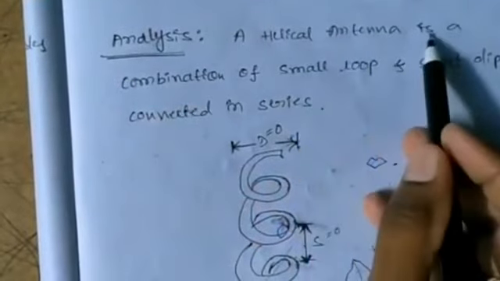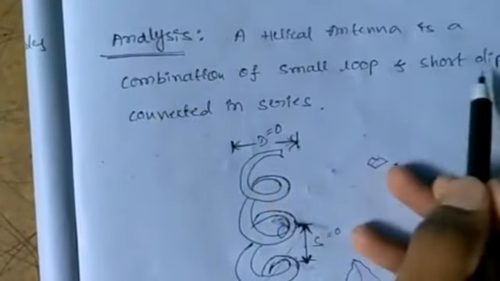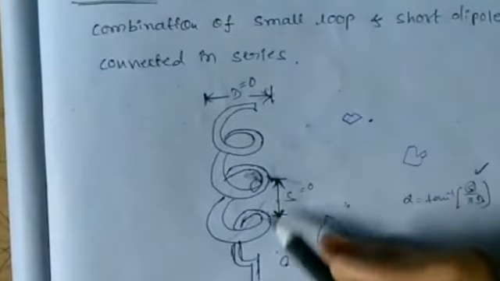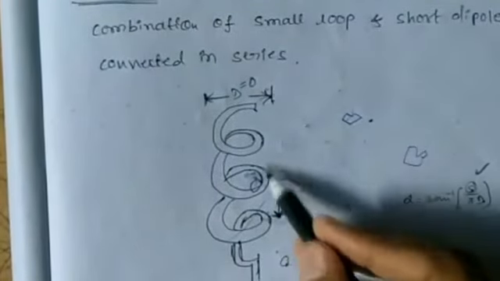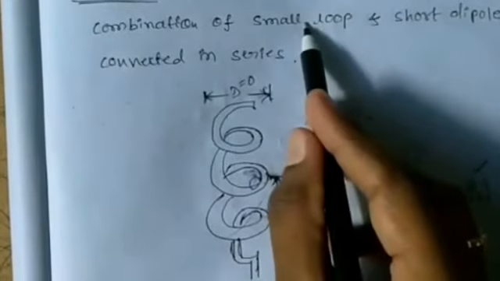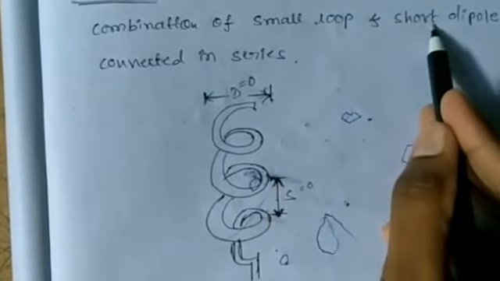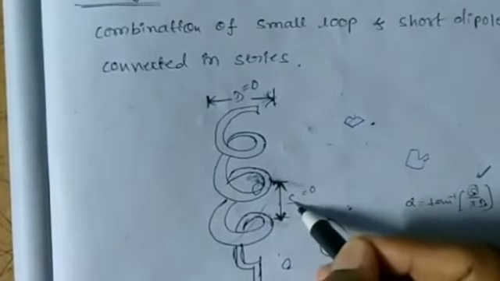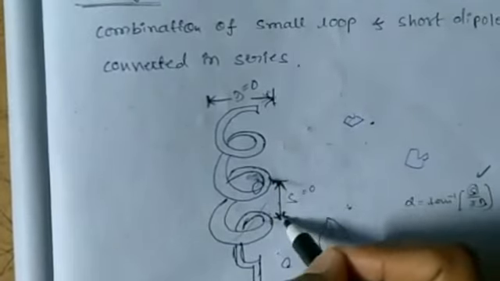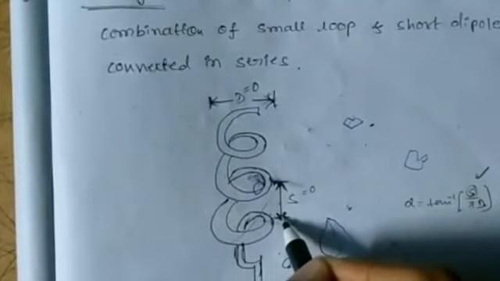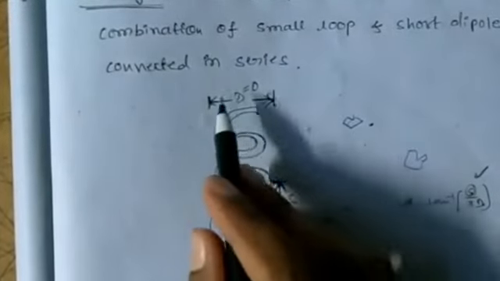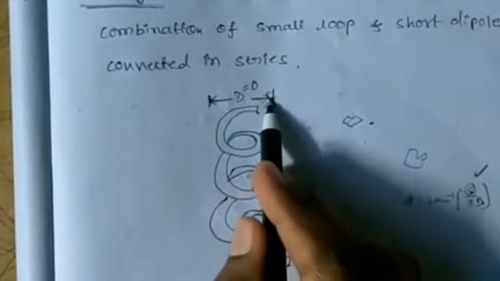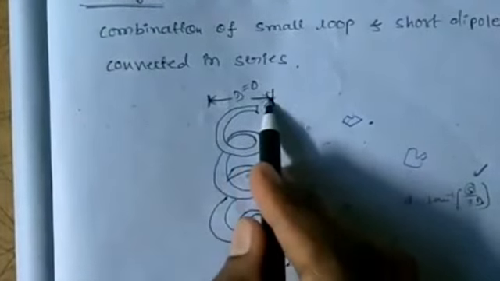Generally, the helical antenna is a combination of a small loop and a short dipole, connected in series. Now see here, this one is the helical antenna. In this helical antenna, how does the small loop exist, and how does the short dipole exist? Here we have a spacing between the two turns, denoted with S. This spacing between the two turns represents the short dipole. And this one is the diameter of the helix. This diameter of the helix represents the small loop.